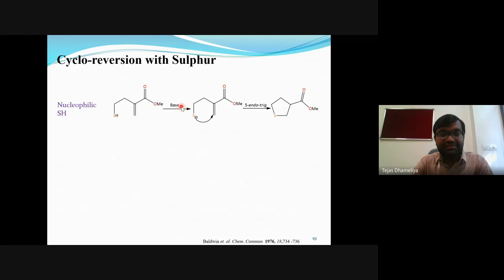In the presence of base, this will form a thiolate anion. The thiolate anion can easily attack and form a 5-membered ring, so bond breaking is inside the ring. That's why it is endo. This is an electrophilic carbon which has sp2 hybridization. That's why it is trig.